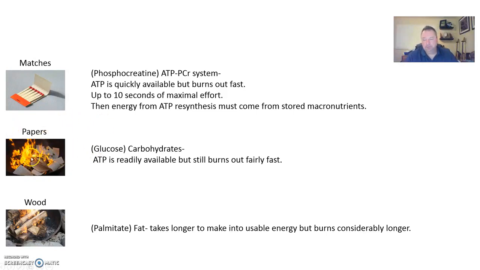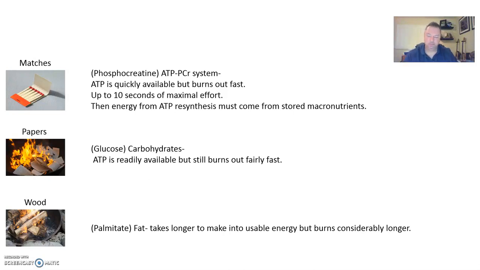The next picture is a picture of a group of papers. So once I take the match that is burning and I set it on a group of papers in the fire pit, both the match is going to finish burning out and the papers are going to burn at the same time. So there's a little bit of a transition there. The papers themselves are going to be readily available and they're going to burn, but they're going to burn out fairly fast as well, maybe within a couple minutes. And this is very similar to our carbohydrates or glucose. Those are going to be readily available, but they're going to burn out fairly fast.